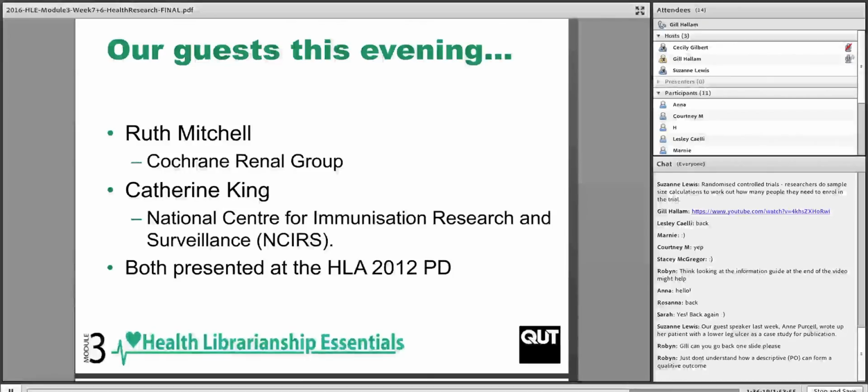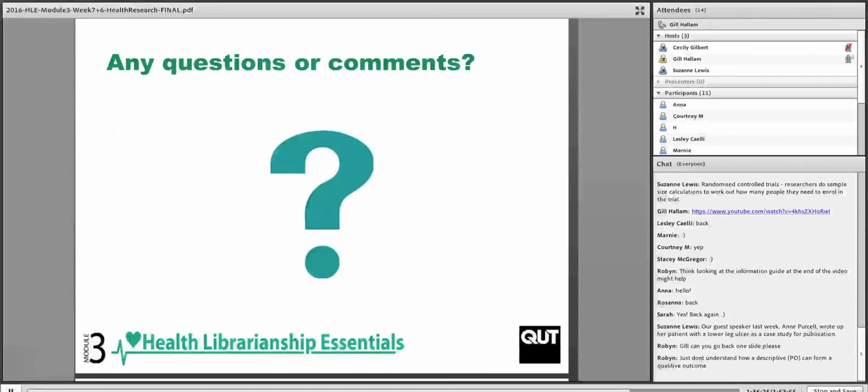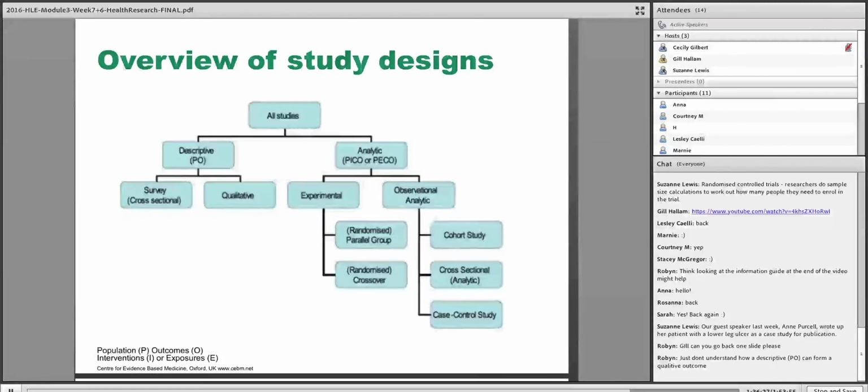I just don't understand how a descriptive, let me go back to that slide again, can be analytical is more on the quantitative type of side, or as descriptive. Suzanne, have you got any comments on how that works in practice?